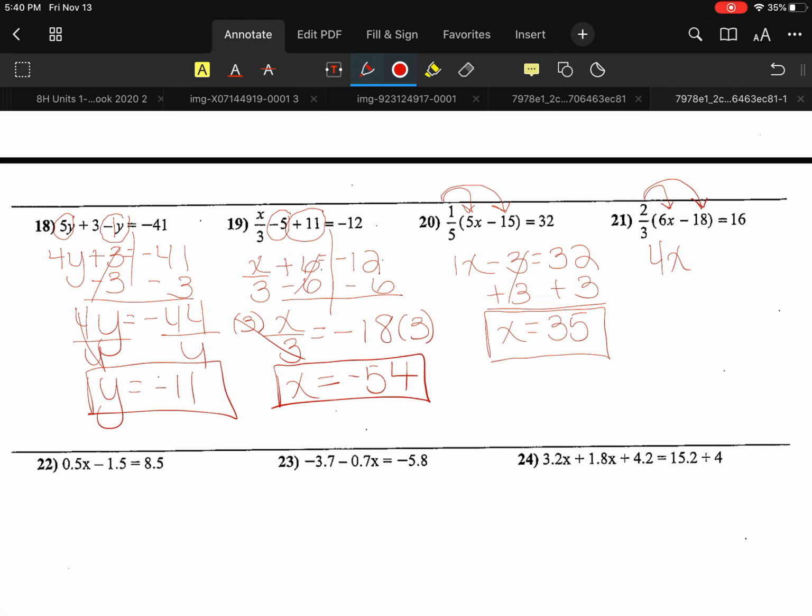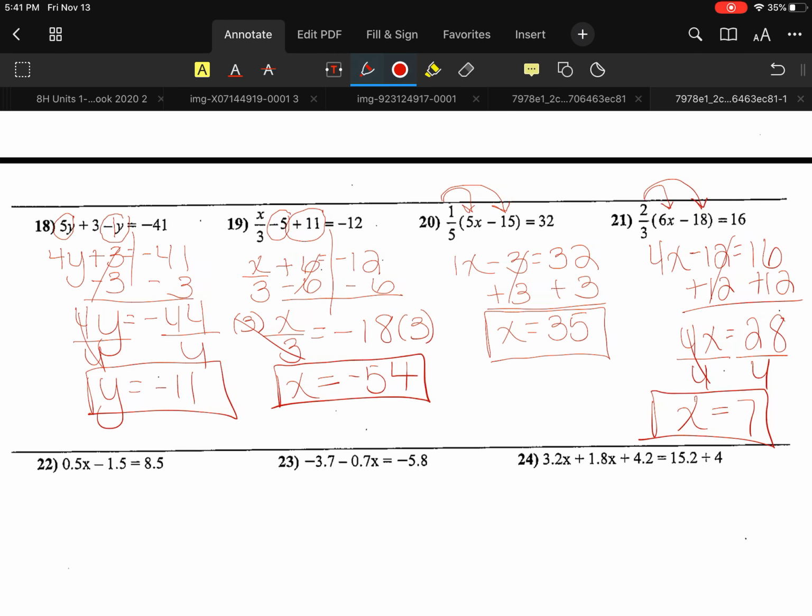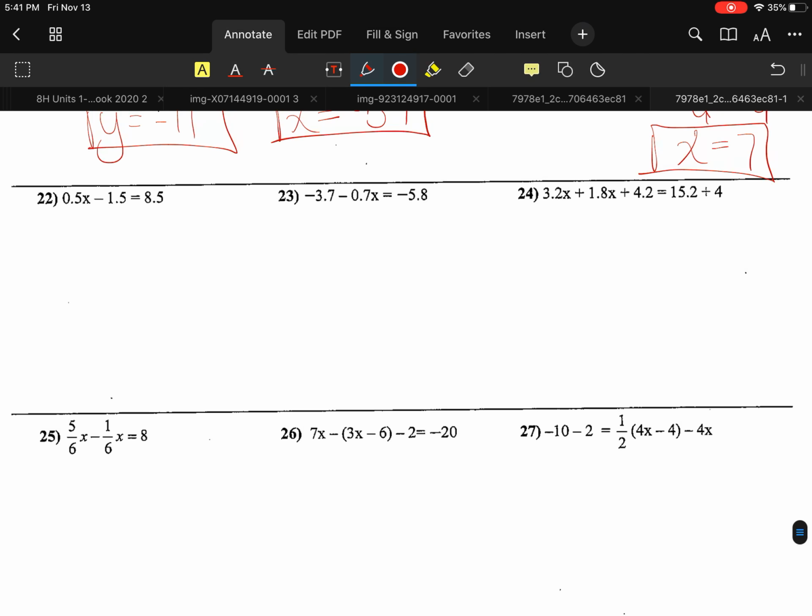2/3 times 6x is 4x. 2/3 times a negative 18. I'm going to use my calculator there. Gives me a minus 12. Add 12 now to 16. Add 12 to both sides. 4x equals 28. The inverse of multiplying by 4 is to divide by 4. 28 divided by 4 is 7.